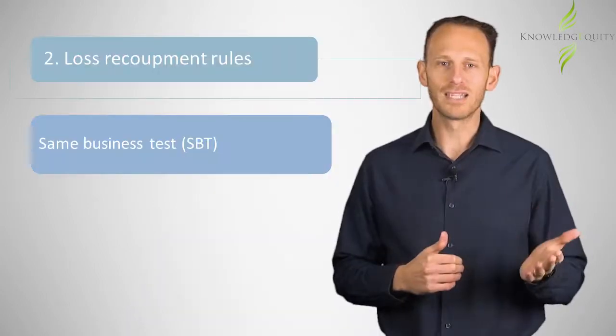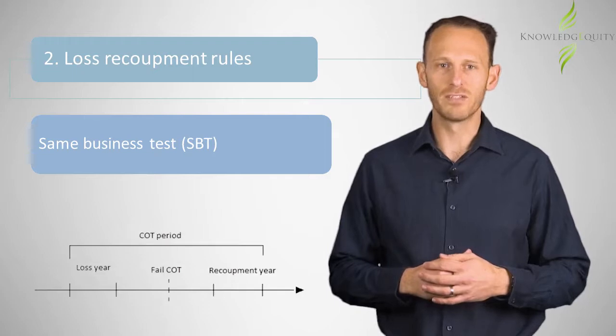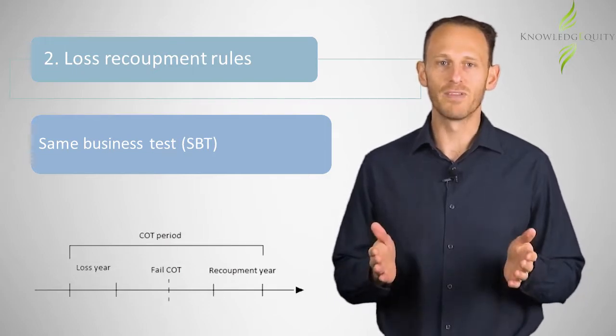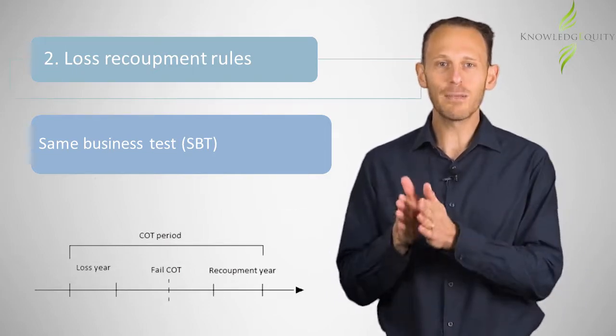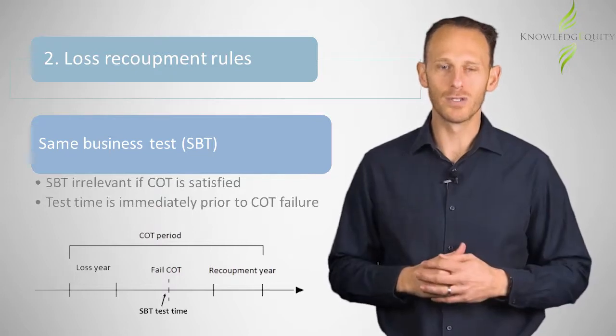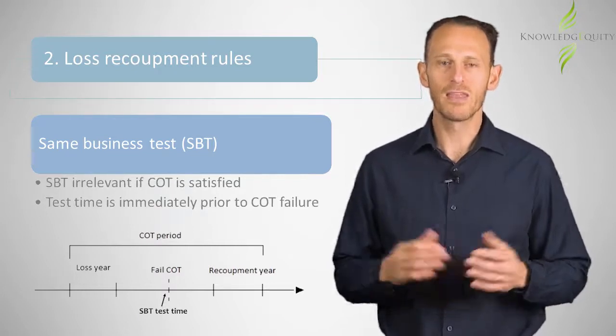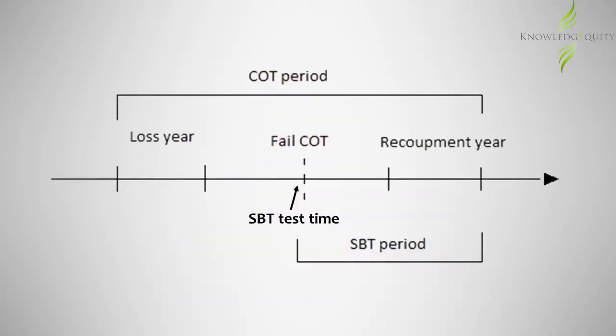The same business test operates if the ownership test is failed. The test time for the same business test is immediately prior to a failure of the continuity of ownership test. This means that it is not the business of the loss year that is tested, only the business carried on immediately prior to the change in ownership. In addition, the same business must be carried on at all times in the recoupment year.